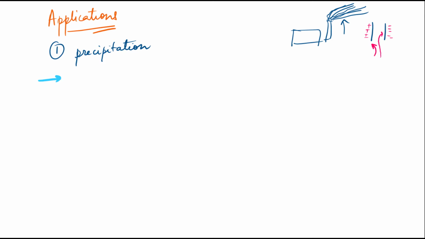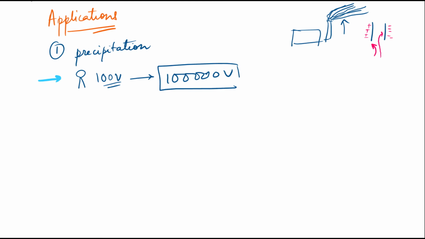The second application is in designing electrostatic generators like the Van de Graaff generator. Probably you will study that a Van de Graaff generator can generate very high voltage. For example, if you have a 100-volt source, you can generate up to 10,000 or higher volts. This high voltage might be useful in some scientific research or in some experiments.